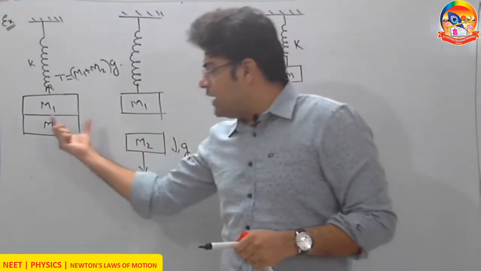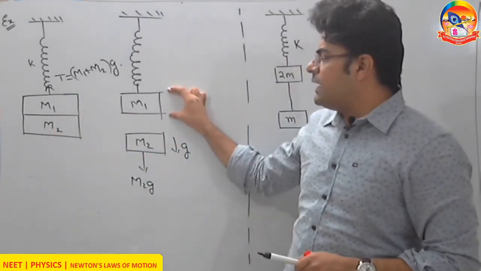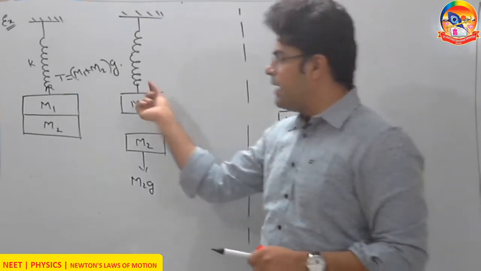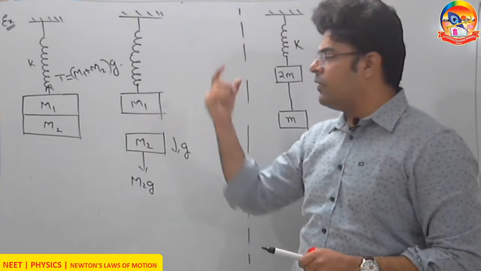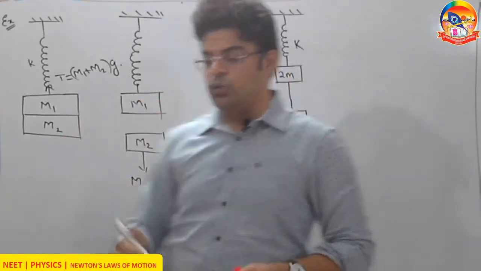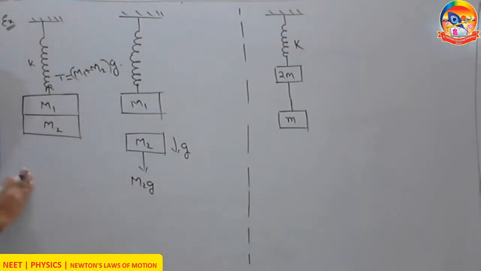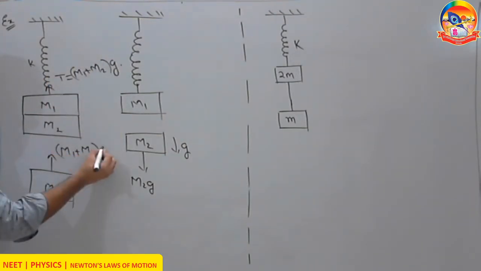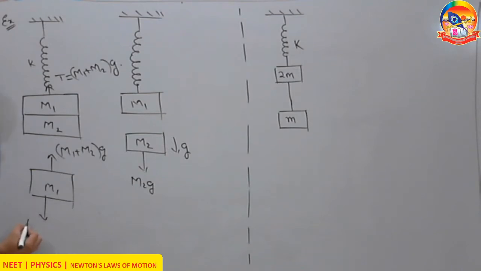So as soon as m2 falls, the force applied by the spring on m1 does not change. So dt time before, dt time after, that remains the same. So look at the forces acting on m1 just after m2 detaches. Just after m2 gets detached, on m1 there is an upward force because of the spring, that is (m1 + m2) g, and a downward force of gravity, that is m1g.